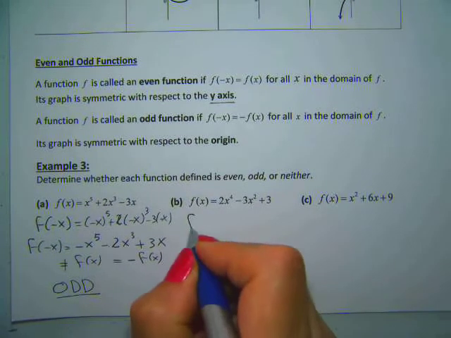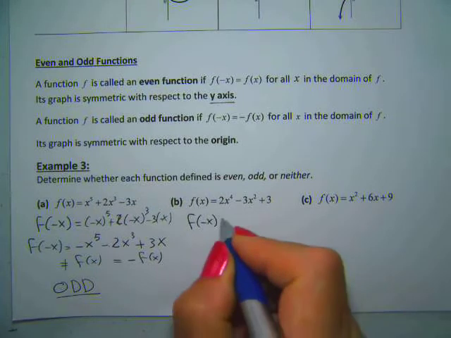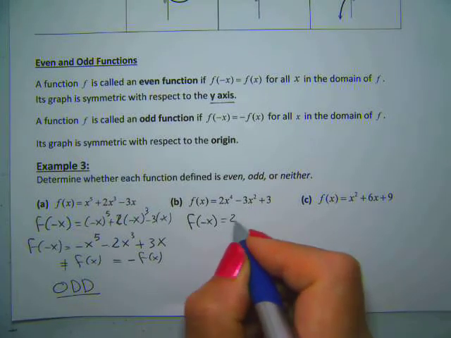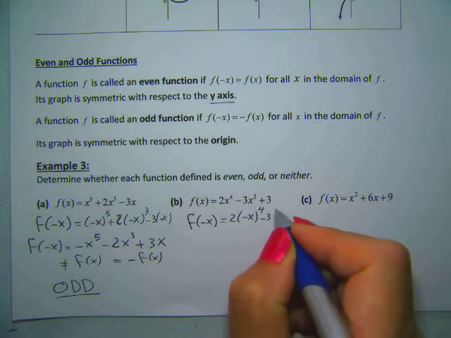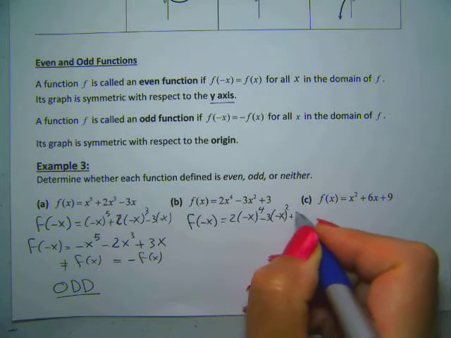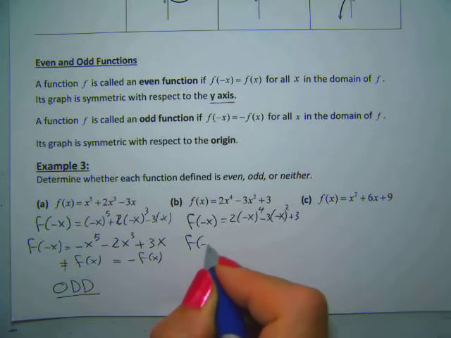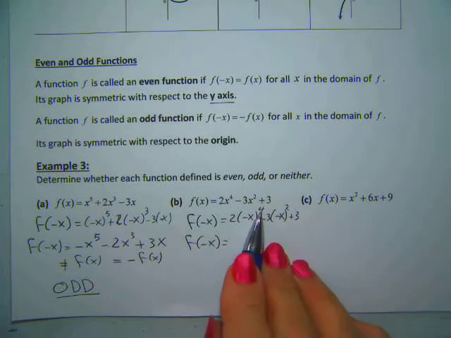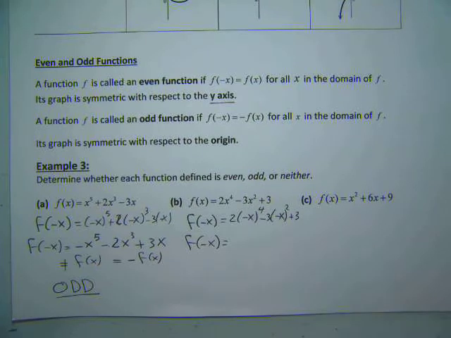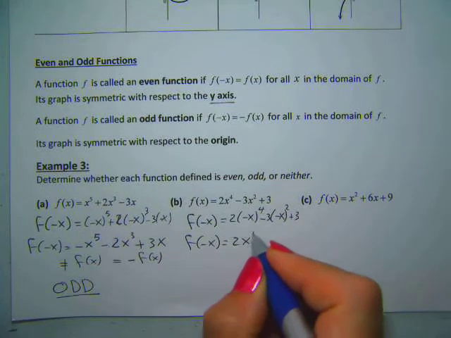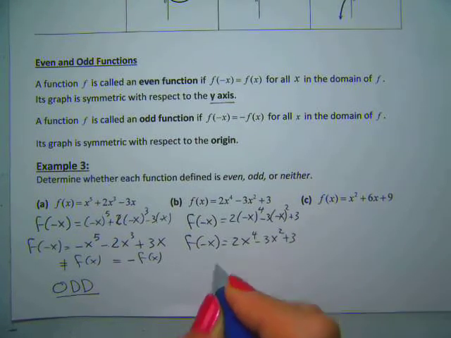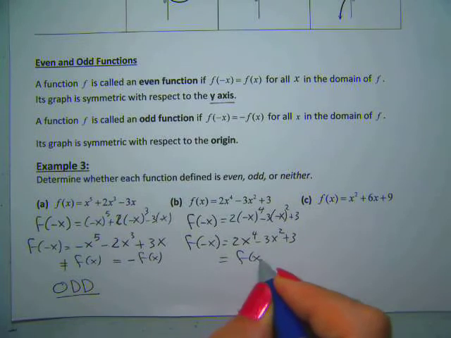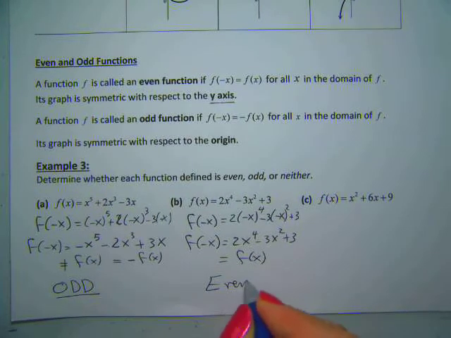Let's do this one. What is f of negative x? Well, I'm replacing each x with negative x, which what will it give me? Because this is raised to the fourth power, this is raised to the second power, both are even power. I'm going to get 2x to the fourth minus 3x squared plus 3, which is equal to the original function, so that's an even function.